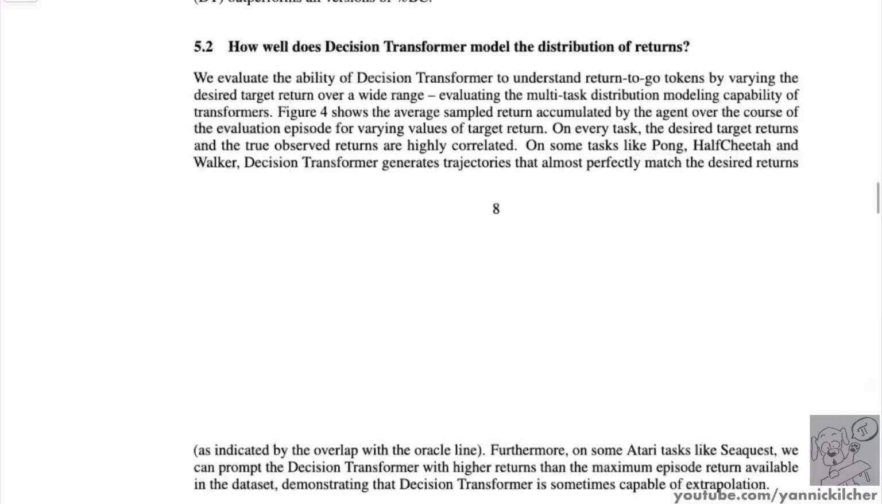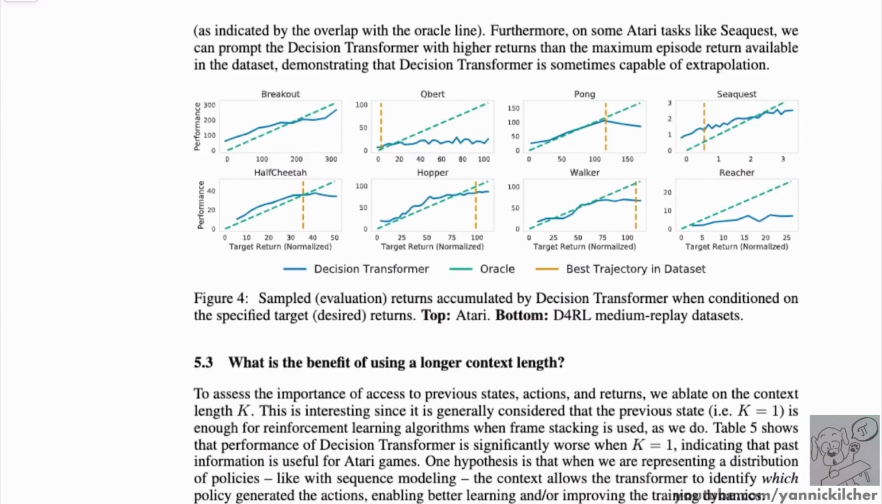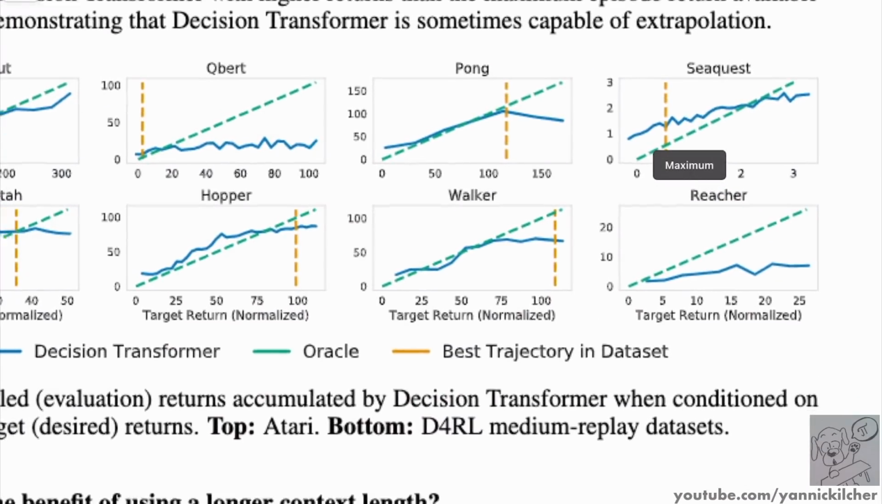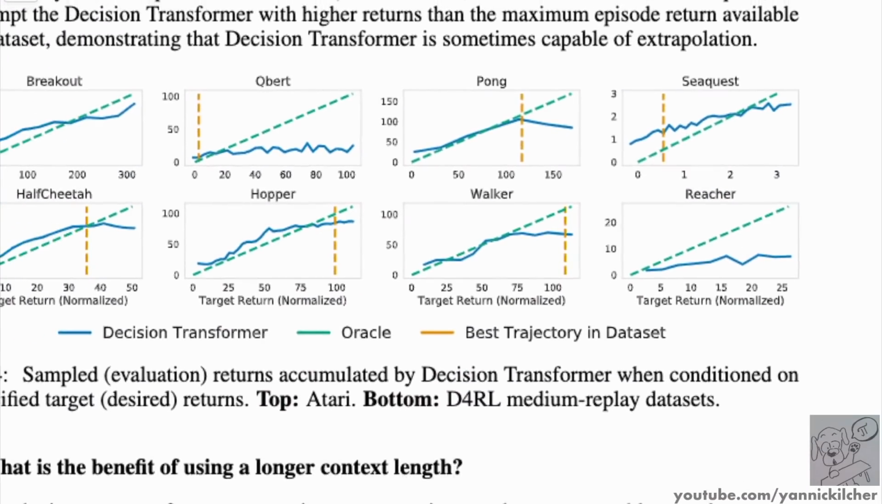So is this a problem that you need to know the reward? Can't you just put 100 billion, billion, billion? And the answer is no. You see right here, this orange line is the highest reward that was observed in the data set. Now, this is gamer normalized. That's why it's not like 21.